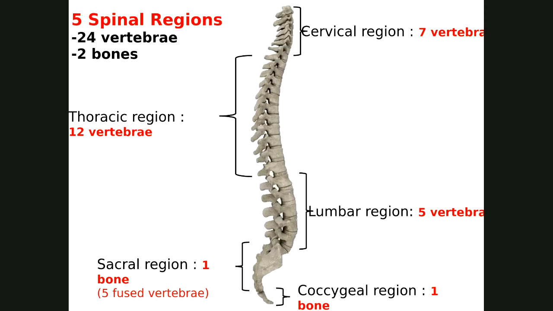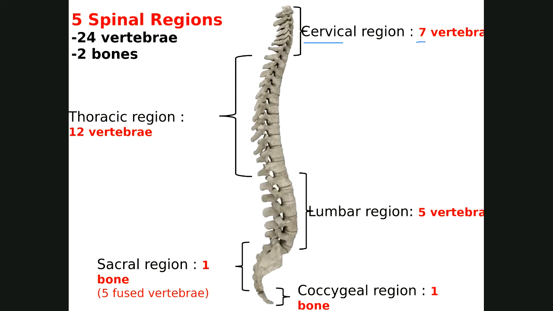All right. So there's 5 regions to the spine. You need to know these. The first and topmost region is the cervical region. It consists of 7 vertebrae. You need to know the names of the region, and you need to know how many vertebrae are found in each region.